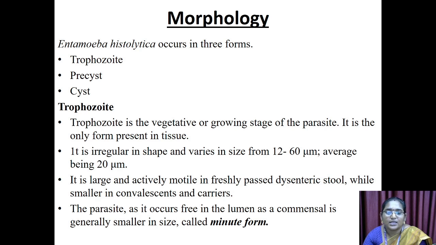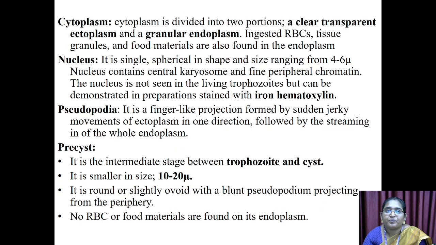The parasite, as it occurs free in the lumen as a commensal, is generally smaller in size, called the minute form. Cytoplasm. Cytoplasm is divided into two portions: a clear transparent ectoplasm and a granular endoplasm. Ingested RBCs, tissue granules and food materials are also found in the endoplasm.